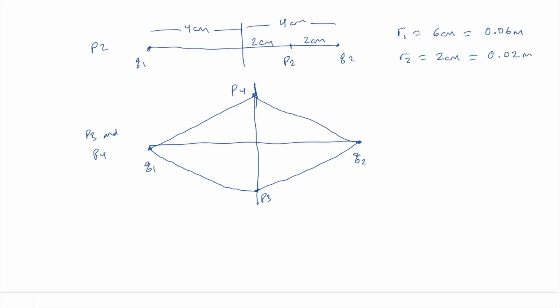All right, we know these distances are 4 centimeters. We know these distances are 3 centimeters. This is a 3, 4, 5 triangle in each case. So that makes this distance 5 centimeters, this distance 5 centimeters, this distance 5 centimeters, and this distance 5 centimeters. So P3 and P4 have the same potential. And so for both points, R1 is 5 centimeters, which is 0.05 meters. R2 is 5 centimeters, which is the same, 0.05 meters. Okay, so now that we have all our distances, we can find all the potentials we need.